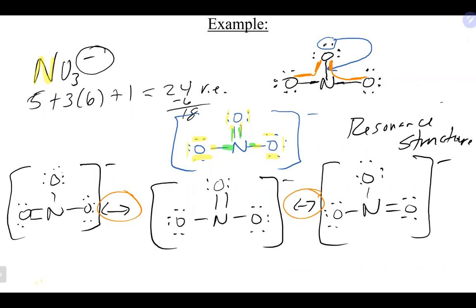Okay, yeah. Where did I get the number of valence electrons? That equals the group number. So nitrogen is group 5, and oxygen is group 6. So the number of valence electrons equals the group number.